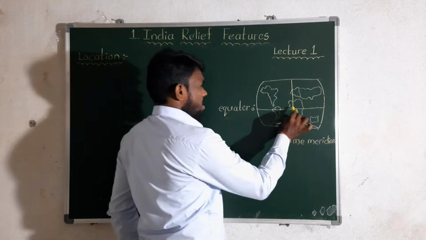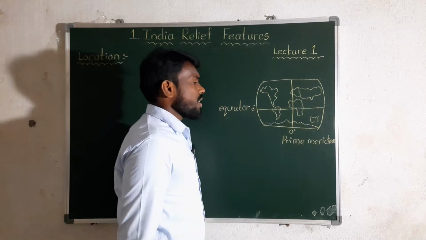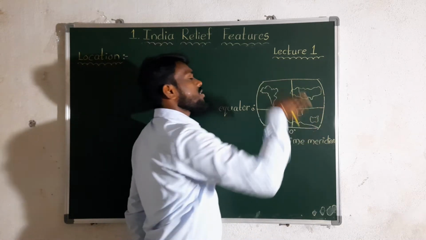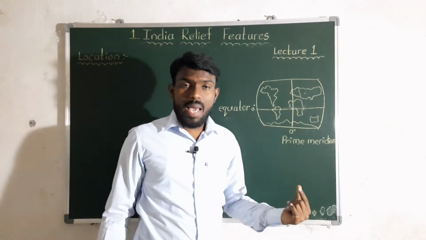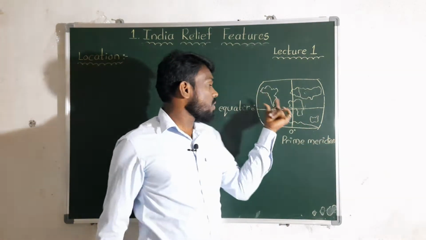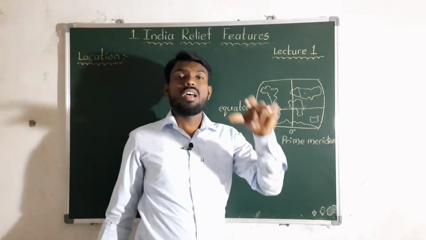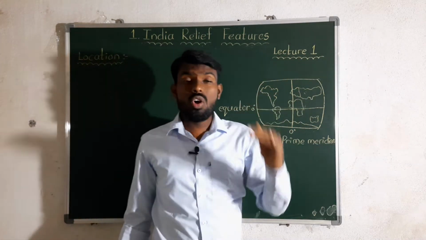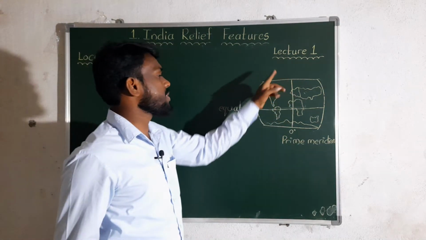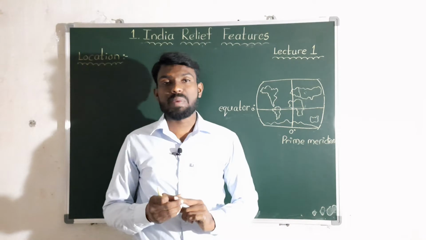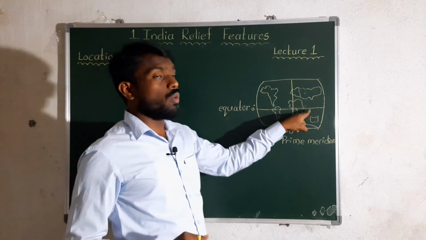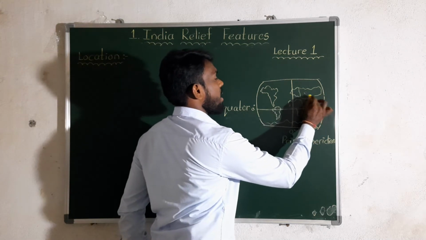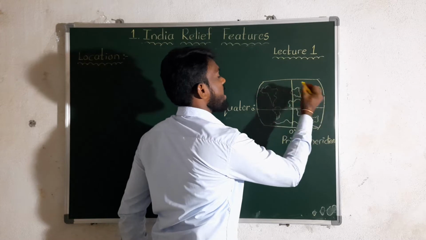With respect to the equator, our India is located in the northern hemisphere. You know well that the equator passes through the middle of the earth, dividing the earth into two equal halves, the northern hemisphere and the southern hemisphere. So with respect to the equator, our India is located in the northern hemisphere.